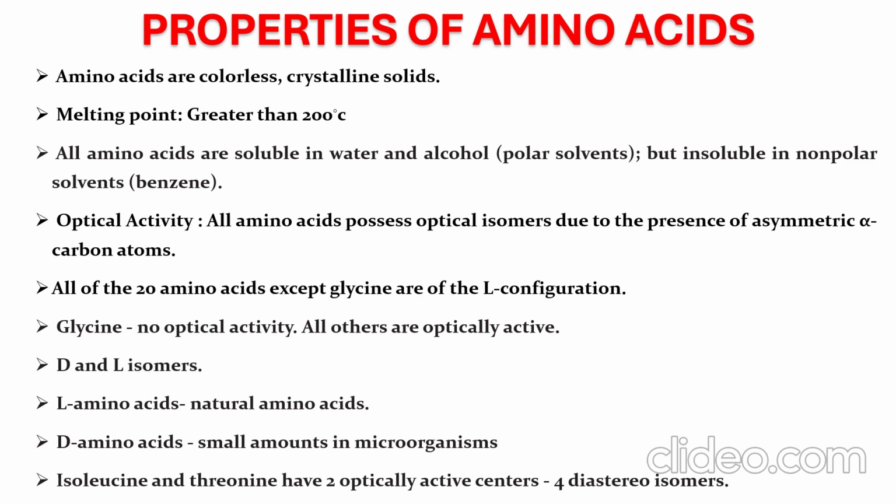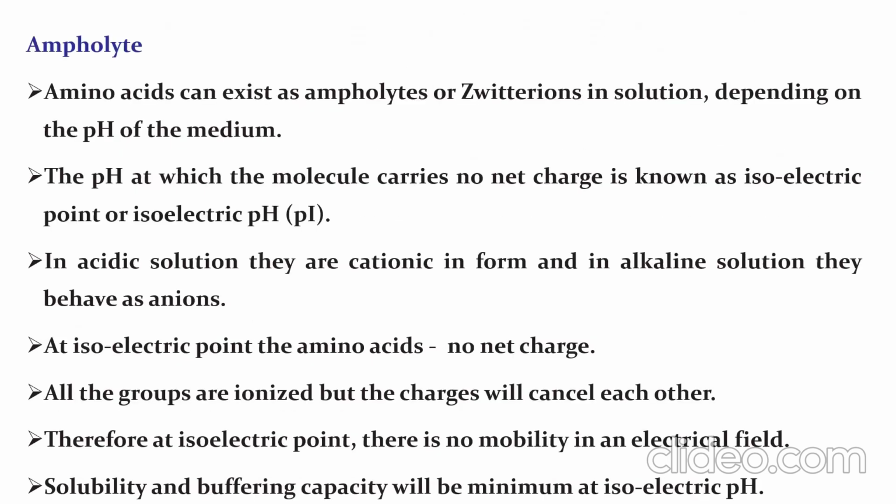The mirror image forms produced with reference to the alpha carbon atom are called D and L isomers. The L amino acids occur in nature and are therefore called natural amino acids. D amino acids are seen in small amounts in microorganisms and as constituents of certain antibiotics like gramicidin, polymyxin, actinomycin and valinomycin, as well as bacterial cell wall peptidoglycans. Isoleucine and threonine have two optically active centers, therefore each has four diastereoisomers.